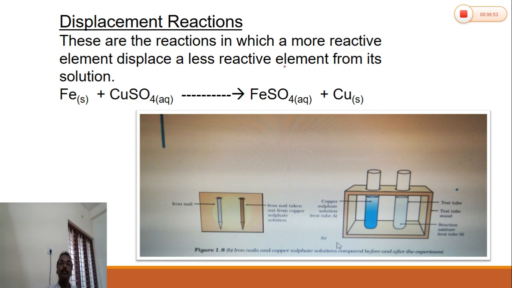Now next is displacement reactions. In a displacement reaction, a more reactive substance displaces a less reactive substance.